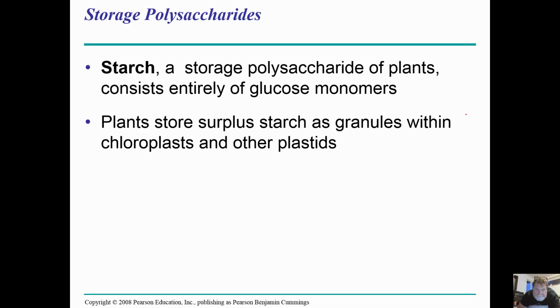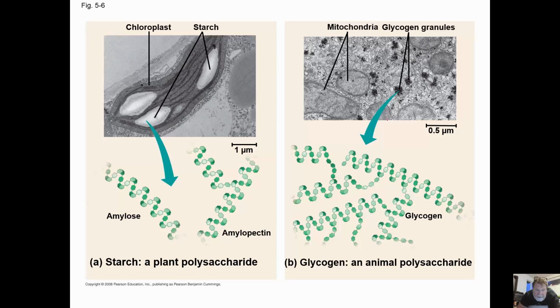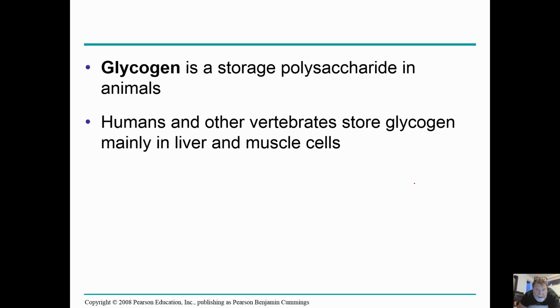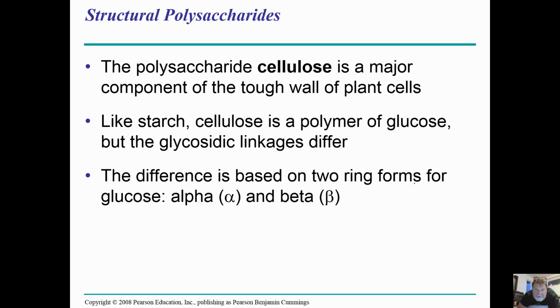Starch is a storage molecule. Again, in plants we have amylose and amylopectin, which can be branched forms, and in animals we only see glycogen, which is multiple branched forms. Again, glycogen is the storage polysaccharide in animals.